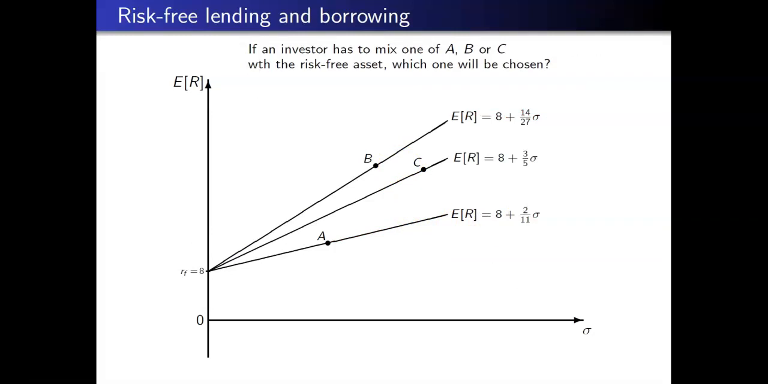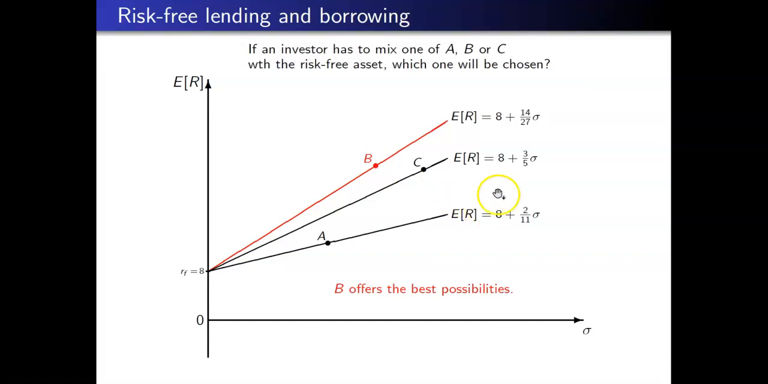So if there's only one of A, B, or C we can choose to combine with the risk-free rate, which one will we choose? Well, definitely we will take B. So B offers the best possibilities. For any level of risk, whatever I can do with A, I can do way better with B. For any level of risk, whatever I can do with C when I combine it with the risk-free rate, I can do better with B. Okay, so B is the best.